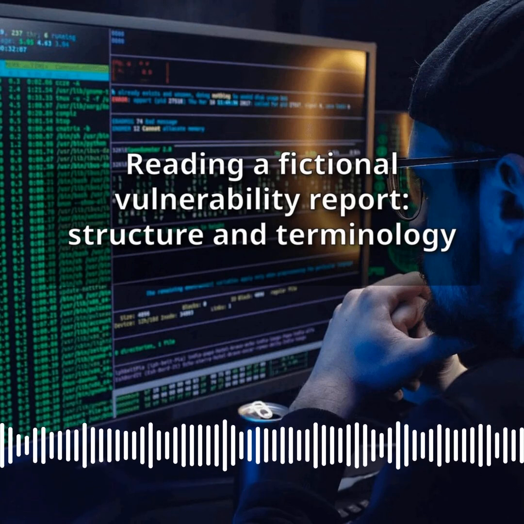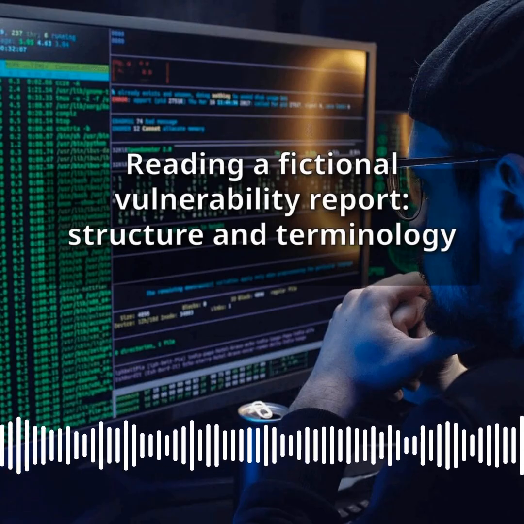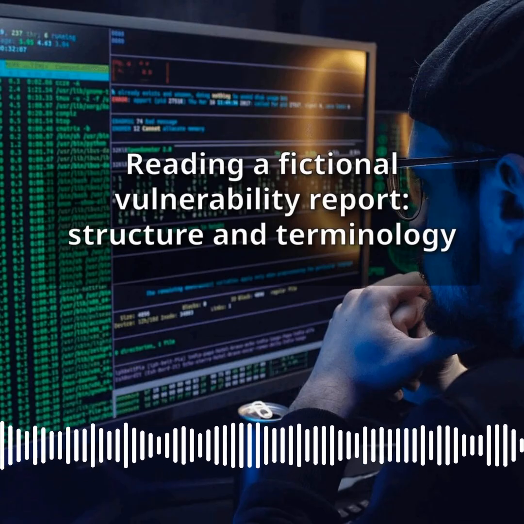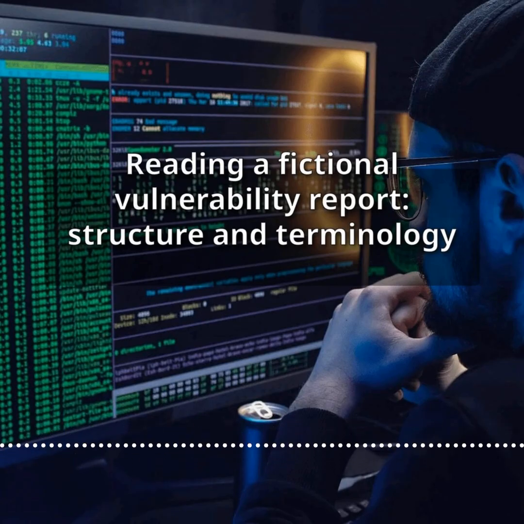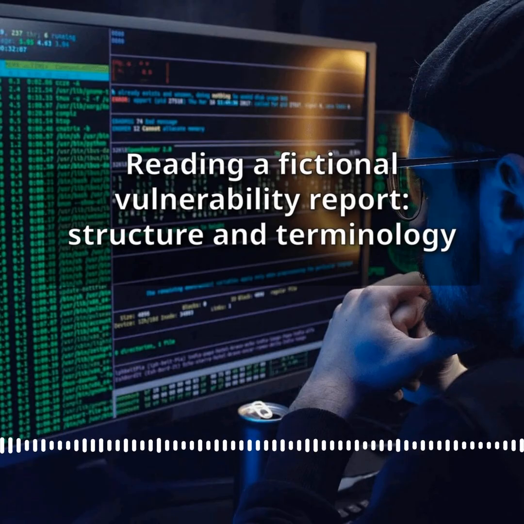Understanding how to read a vulnerability report is a foundational skill for anyone entering the field of cybersecurity or DevSecOps. Whether you are reviewing a report produced by a penetration tester, an automated scanning tool, or a security team, you need to be able to extract the right information quickly and accurately.